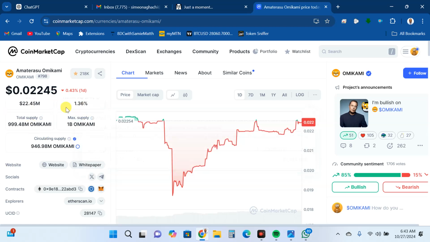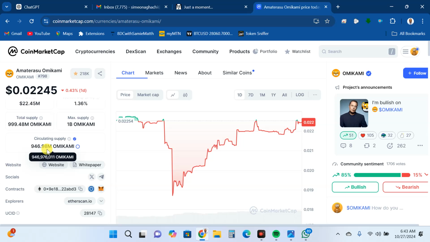So let me wrap up the supply metrics. In any project I'm looking at, I want this and this to possibly be the same. The stronger projects are the projects whose max supply details are showing, and then the total supply and the circulating supply are the same value. If they are not the same, at least they should be very close to each other. You can see this is 999 million, this is 946 million. They are very close in value, and that's good.